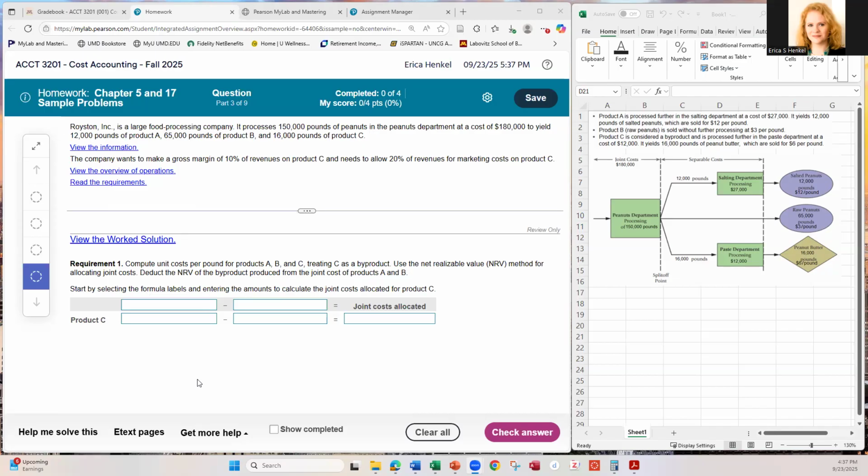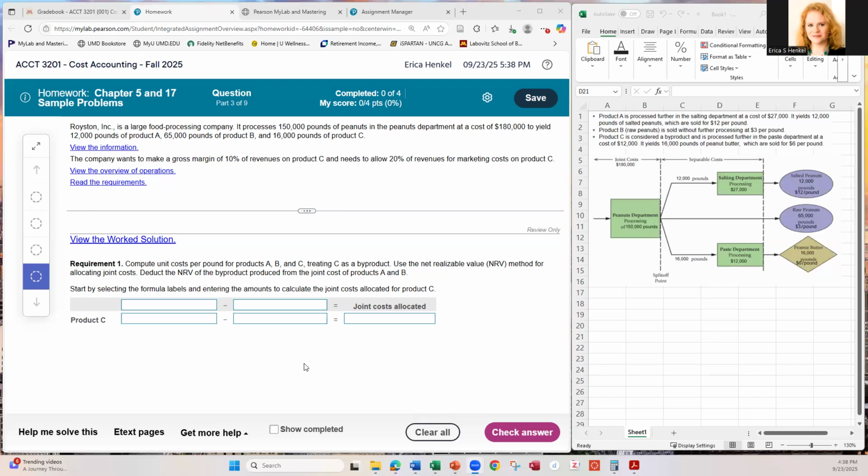So here we've got Royalston, which is a food processing company. They process 150,000 pounds of peanuts in the peanuts department at a cost of $180,000 to yield 12,000 pounds of product A, 65,000 pounds of product B, and 16,000 pounds of product C, which we can see over here, right? So they've got $180,000 of joint costs up to the split off point, and then additional processing costs for the salted peanuts and the peanut butter down here.